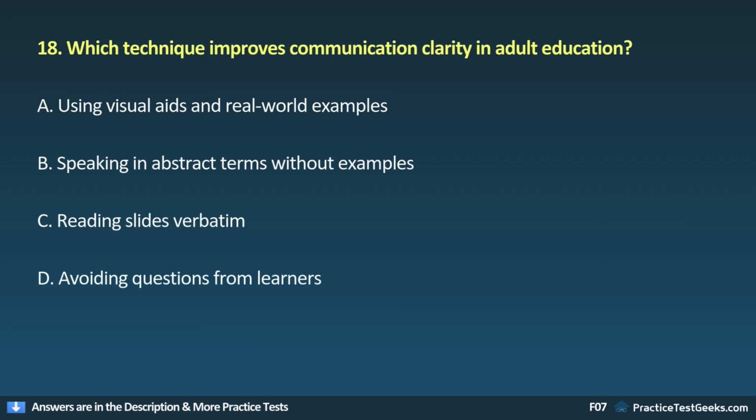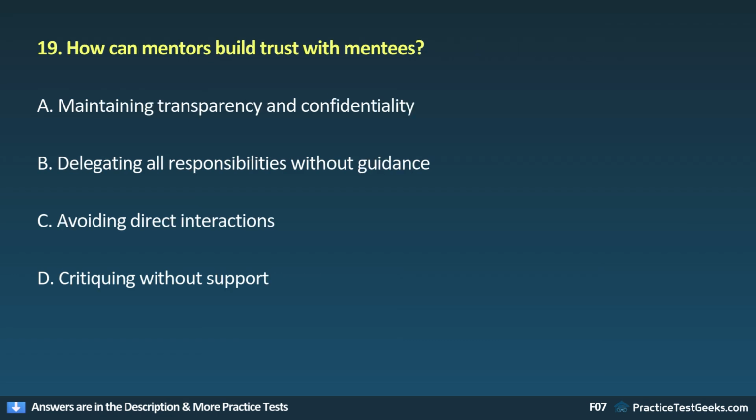18. Which technique improves communication clarity in adult education? A. Using visual aids and real-world examples. B. Speaking in abstract terms without examples. C. Reading slides verbatim. D. Avoiding questions from learners.